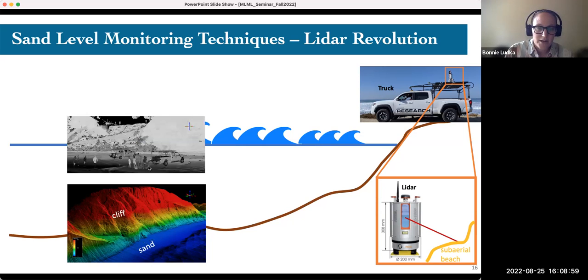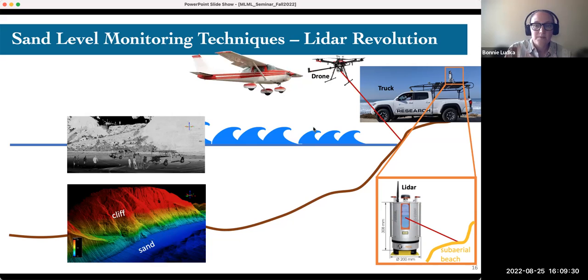And here's another fun example. This is data from the LiDAR itself, where we did a survey during one of our field experiments, and we captured our trucks and field crew and grad students and postdocs all on the beach here. You can really see the amazing quality of this data set. We also have a LiDAR drone that we use to measure the subaerial beach.